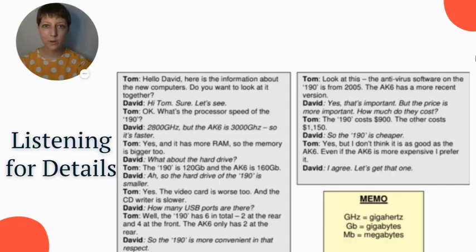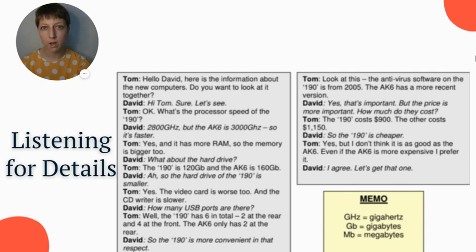Please listen to the following conversation. Tom: Hello, David. Here's the information about the new computers. Do you want to look at it together? David: Hi, Tom. Sure. Let's see. Tom: Okay, what's the processor speed of the 190? David: 2,800 gigahertz. But the AK6 is 3,000 gigahertz, so it's faster. Tom: Yes, and it has more RAM, so the memory is bigger too.